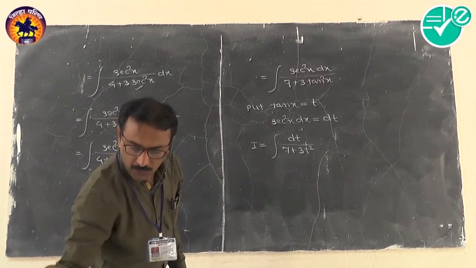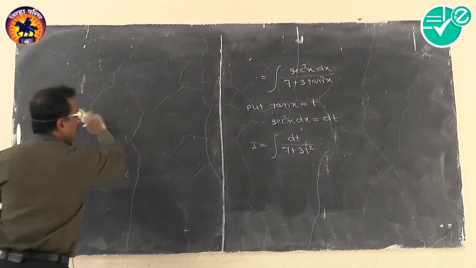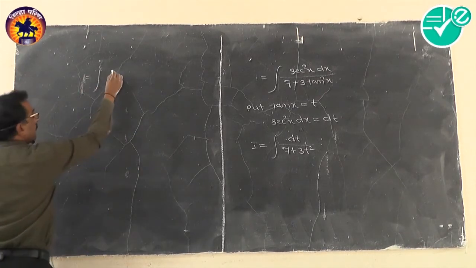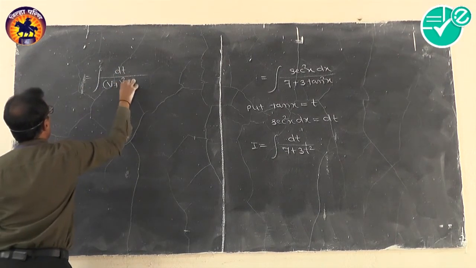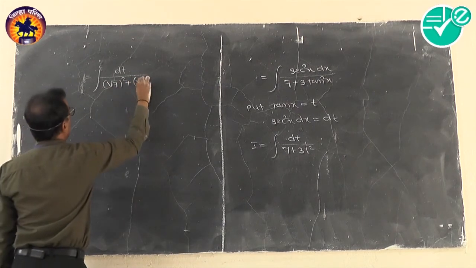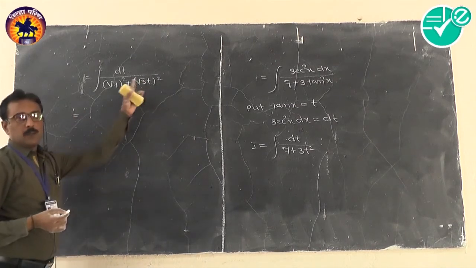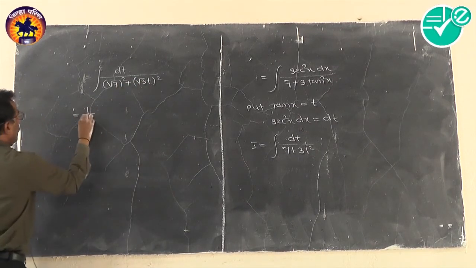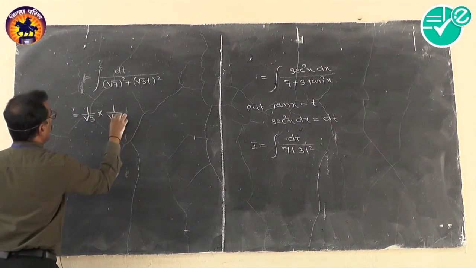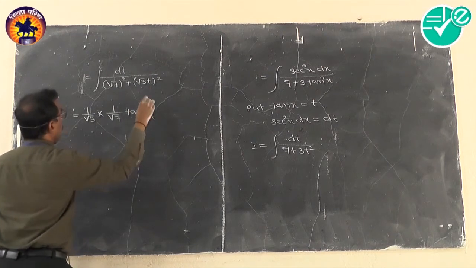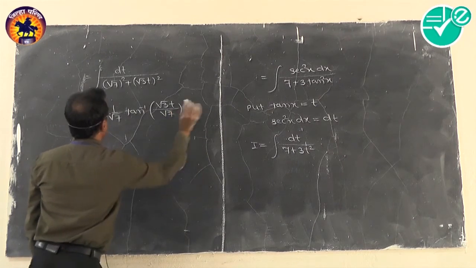After that we have to write like this. We will convert this problem in that fashion here. It is dt upon 7, which is written as root 7 square, and that 3t square can be written as root 3 t whole square. Now here the coefficient of t becomes root 3, so we have to take 1 upon root 3 outside, and after that we have to take the formula. Here it is 1 upon a into tan inverse of the variable term in the numerator divided by the constant term, which is root 7, and then plus c.